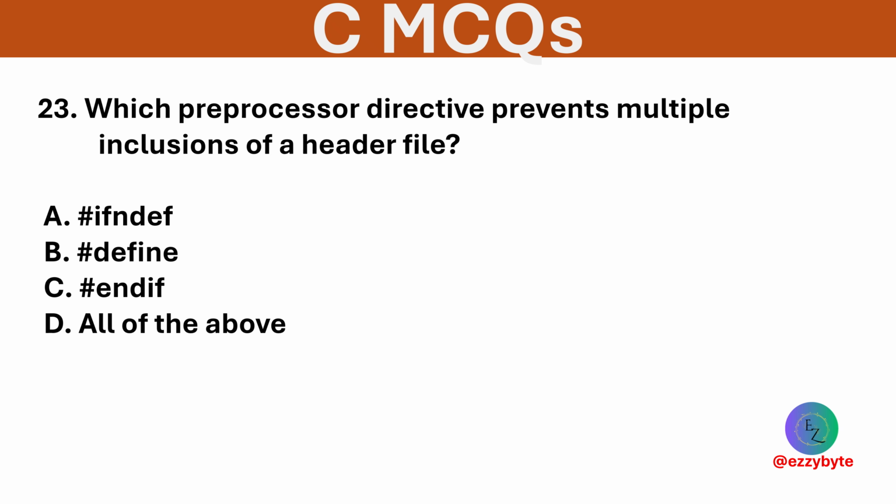Which preprocessor directive prevents multiple inclusion of a header file? Options are #if and #def, #define, #and #if, and all of the above. Option D is correct.